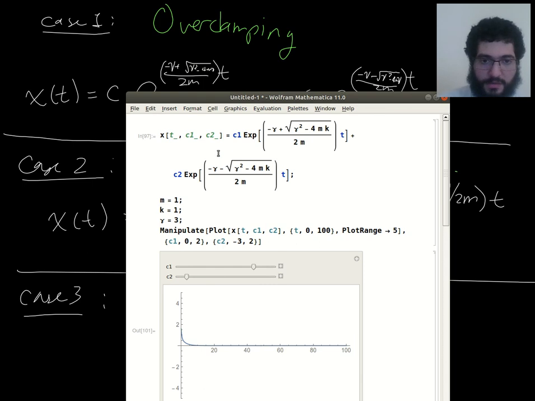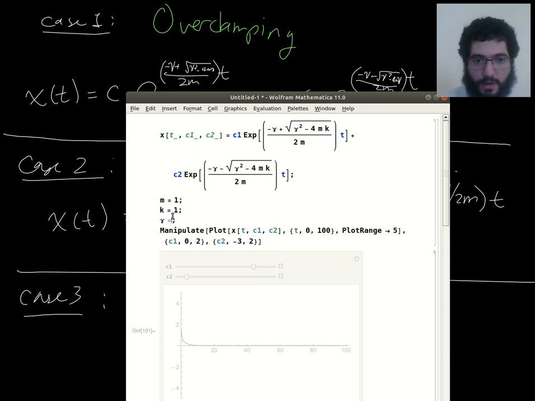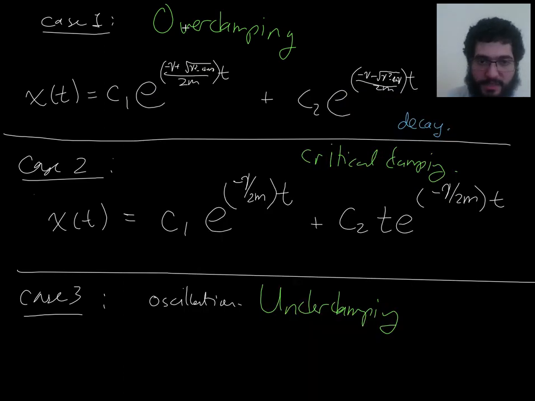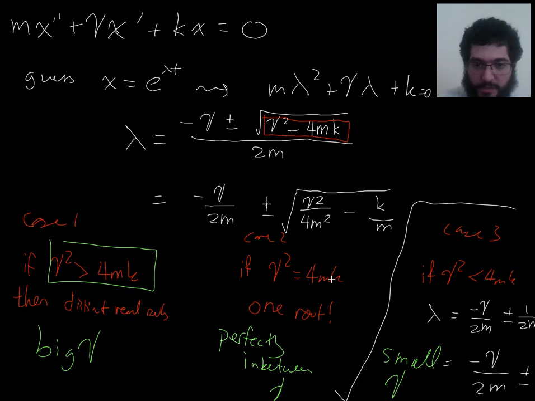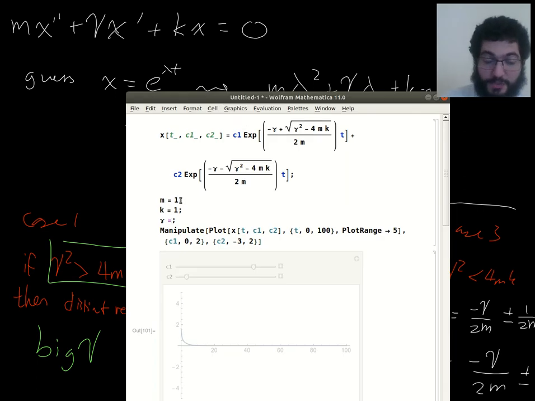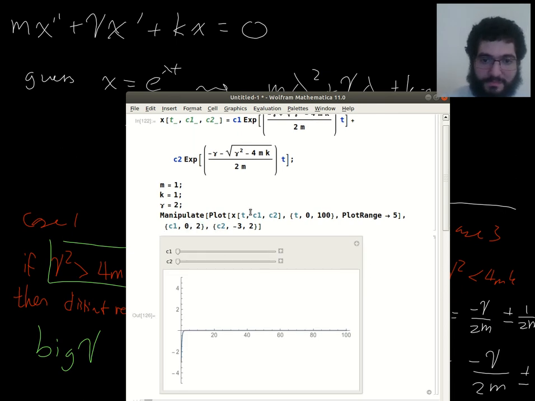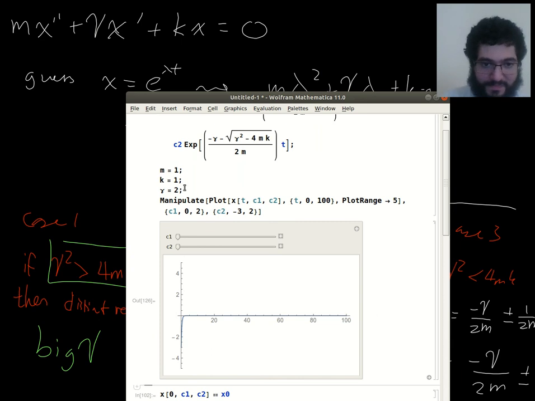So going back up here, I would have to set gamma to be, so if m is 1 and k is 1, what is the critically damped case? It's the case where gamma squared is 4mk. So gamma squared is 4, in other words, gamma is 2. So for us, where we've chosen units of space and time so that m and k are 1, gamma equals 2 is the perfect value of gamma that is perfectly between overdamping and underdamping. Okay, so this is what critical damping looks like.